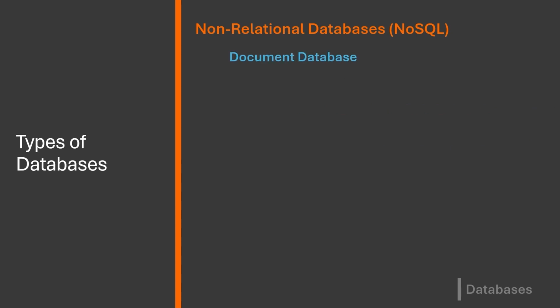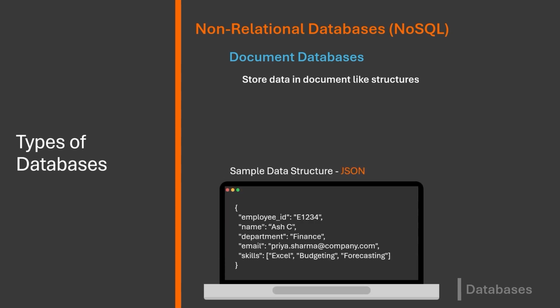We have document databases, which store data in document-like structures, for example, JSON. These allow nested and flexible data models. An example would be MongoDB, which is used in web applications and content management systems.